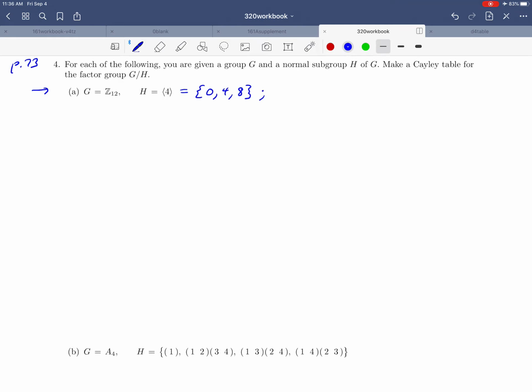The next thing we'd like to know, since we're going to make a Cayley table for the factor group, is what's in the factor group G mod H. To figure that out, we need to calculate cosets, because that's what a factor group is. It's just a group of cosets. So we'll start with the nicest coset, 0 plus H. Remember, this is an additive group, so we're thinking addition here.